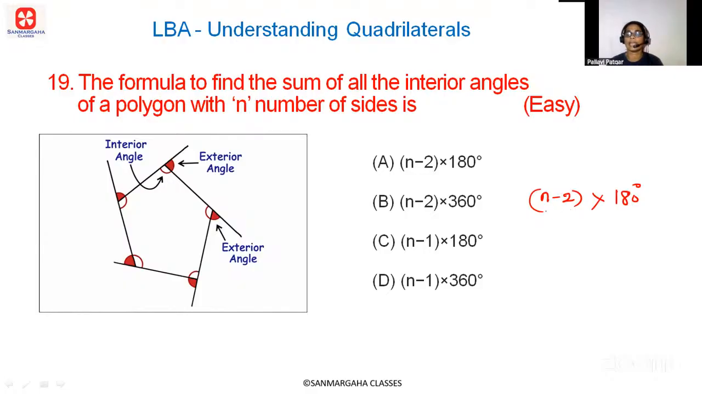n minus 2 into 180 degree. Okay. So in the given options, option A, n minus 2 into 180 degree, is the right one. Thank you.